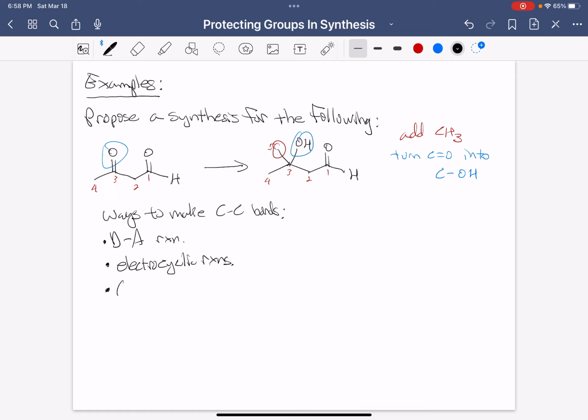Oh, wait, we've got the Grignard. That should work pretty well because it creates a new carbon-carbon bond and gives us an alcohol. So if we were to do a Grignard, the only problem is that we can't just do a Grignard on our starting material because the Grignard could add to either carbonyl. So we have to protect one first. So let's do that.